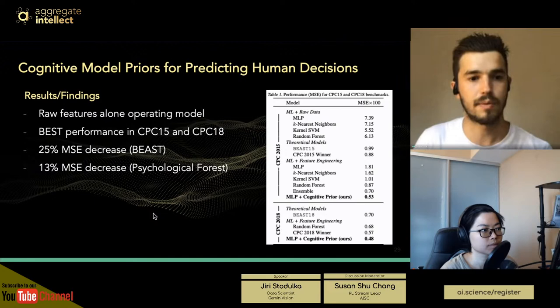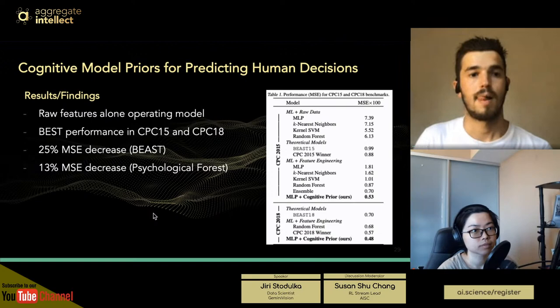The mean square error decreased by 25% over the BEAST model, which was used in the dataset as the baseline, but it also still improved the performance by 13% over the psychological forest, the winner of the competition.